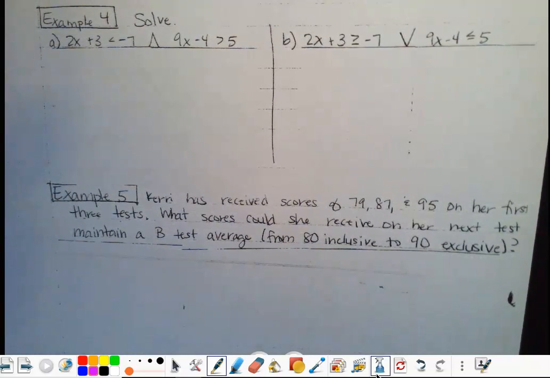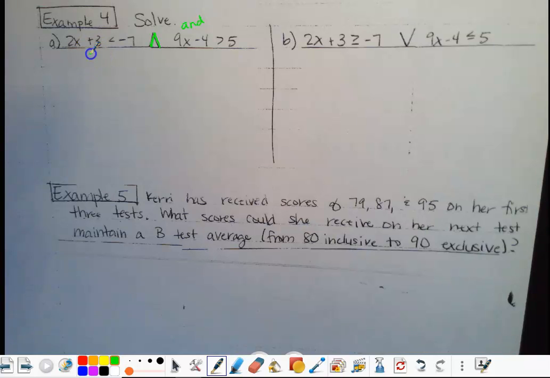This time we have just the symbols here. So in A, we have 2x plus 3 is less than negative 7. And that symbol there, which symbol is that? Good. It's an intersection. It's an and. It's a conjunction. So we're looking at a conjunction, an and statement here. So 9x minus 4 is greater than 5. So let's start there. We solve them one at a time.